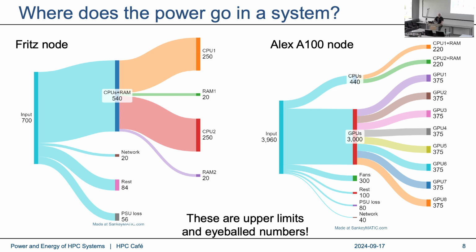Typically, on a GPU-heavy job, that's where the power is dissipated, and the CPUs are quite often idle. One contribution that's not to be neglected if you really want to do exact analysis is the fans. We can actually read off the fans from the infrastructure sensors, and the fans can burn as much as 300 watts just for pumping the air through the system. All right, so again, these are upper limits, and the rest is eyeballed to give you a rough estimate of what's going on. Again, the take-home message is the computing devices burn most of the power.